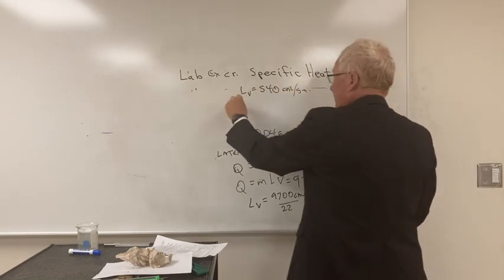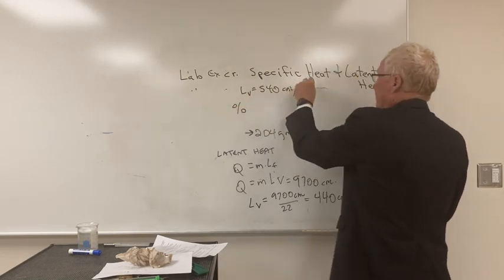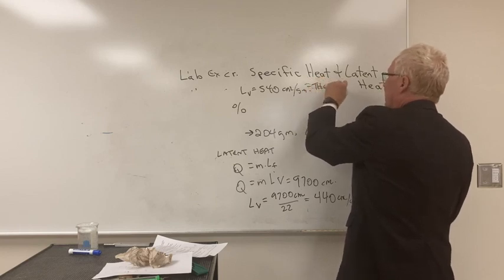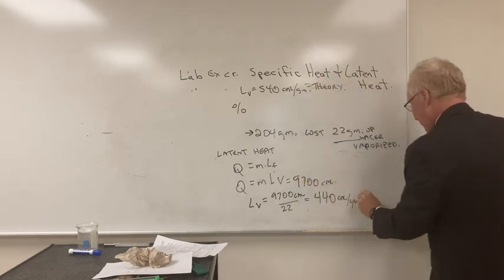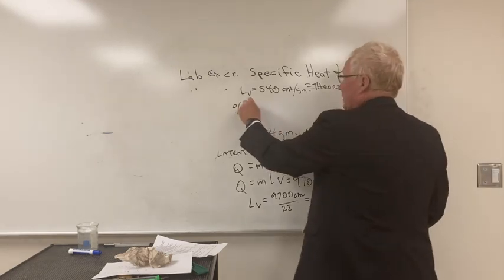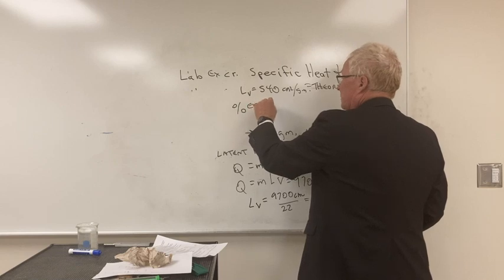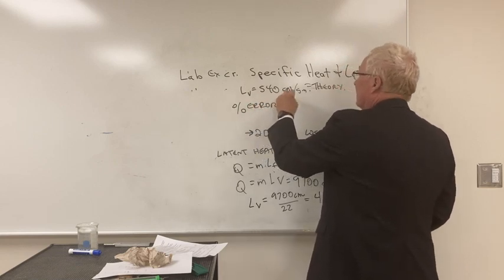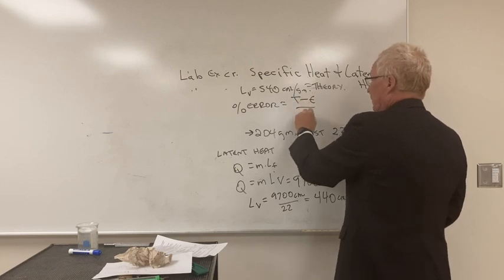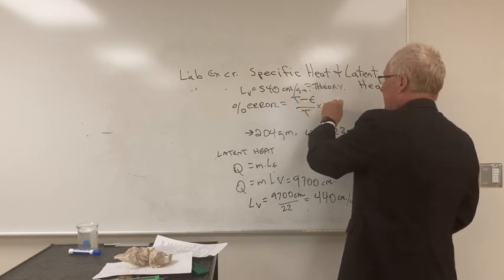So then they get the percent error. This is theory. This is our experiment. I'll let you do this. Percent error or percent difference is theory minus experiment over theory times 100.